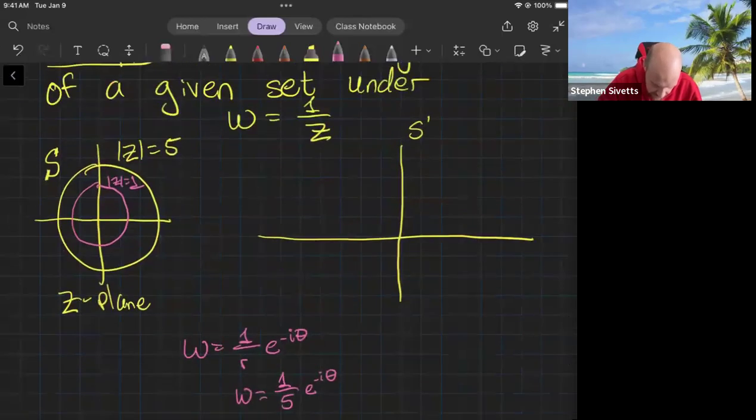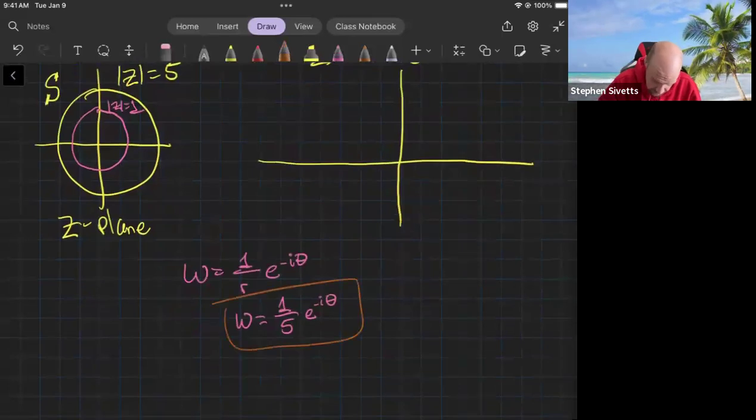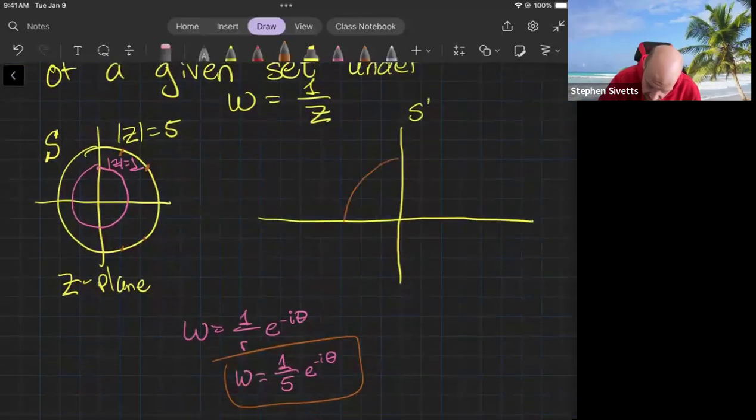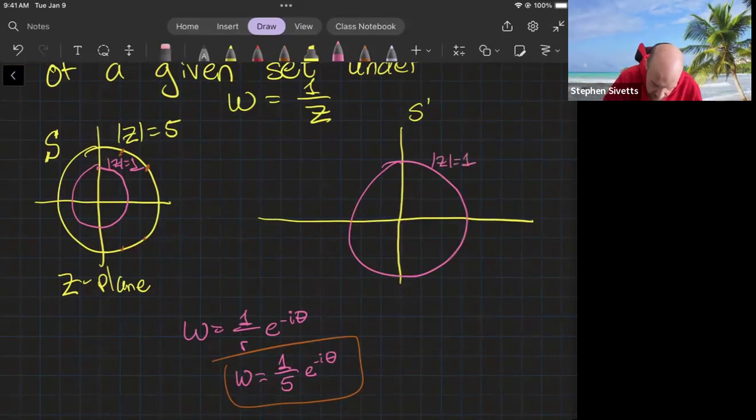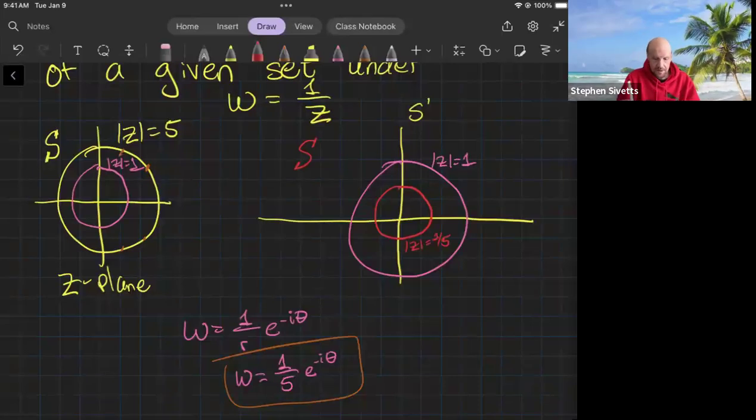If we invert points and then reflect points about the real axis, we're just going to get the same circle in the W plane. So this point will be here, and this point will be here. If we reflect all the points on the circle of radius 5, we're just going to get the entire circle of radius 1/5 in the W plane. So this is the unit circle right here. The image S prime would be a circle of radius 1/5, and we'll just get the whole circle of radius 1/5. All right, hopefully that made sense.